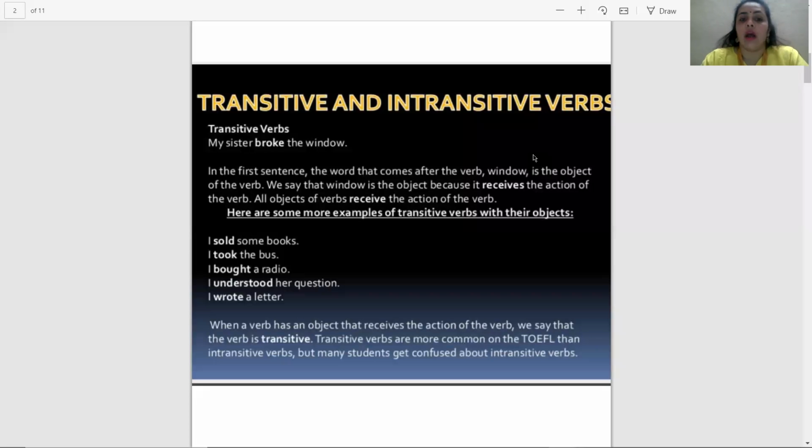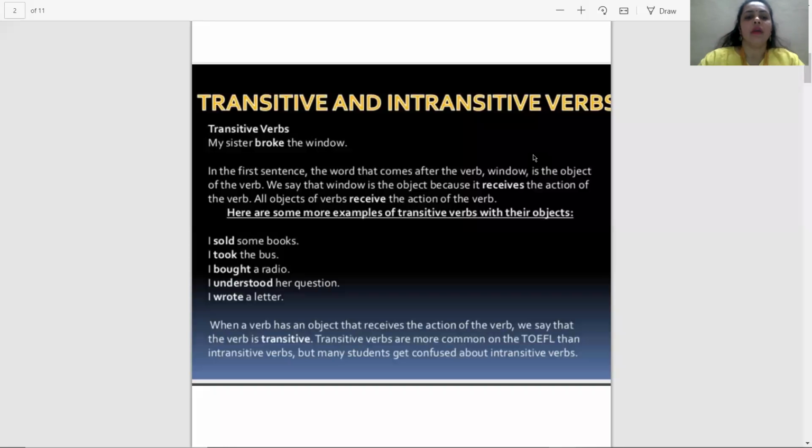All the objects of the verbs, listen to it carefully again, receive the action of the verb. If there is an object, it will receive. Suppose, for example, I say the hunter hunted a lion. That hunting action has been received by the lion, because now the lion is dead. Clear? So the hunter hunted what? The lion. In this manner, when the verb has its receiver, we call it an object. And how to find out whether the verb has an object or not is simply by asking the question: what? The hunter hunted what? The lion. So you immediately get the answer.